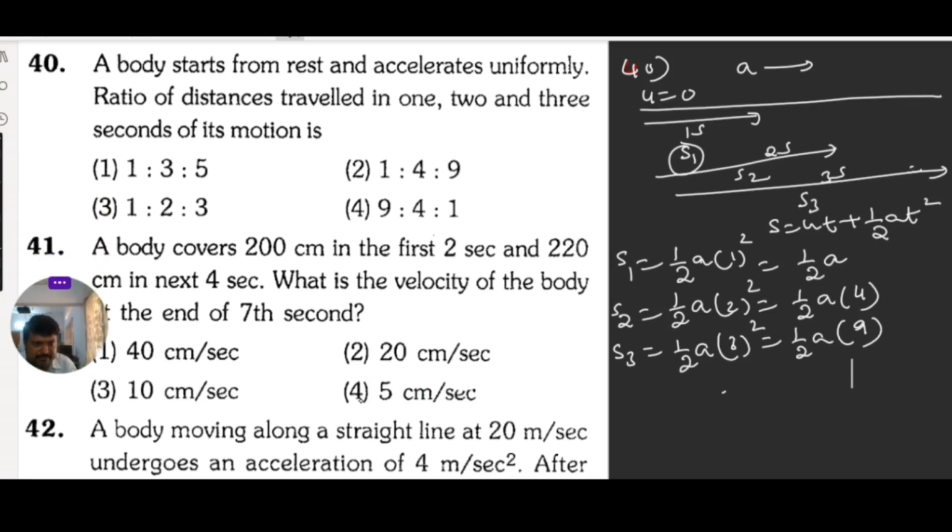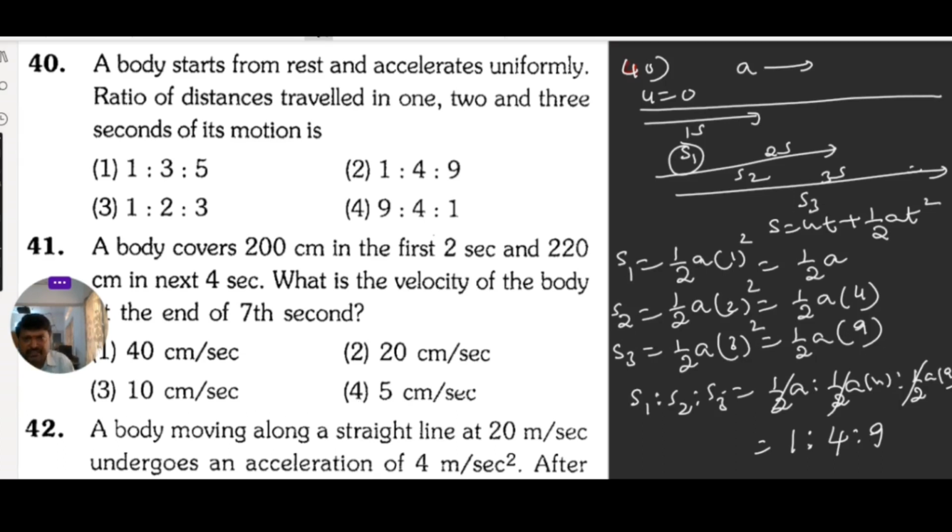See here my dear children, the ratio of distance S1 is to S2 is to S3 is equal to half a is to half a 4 is to half a 9. From this, half a gets cancelled. It is equal to 1 is to 4 is to 9. So 1 is to 4 is to 9 is the right answer.